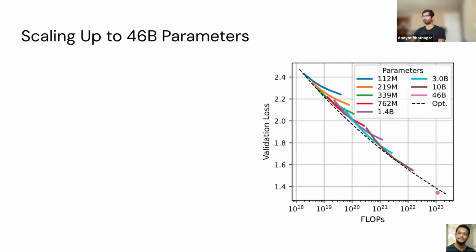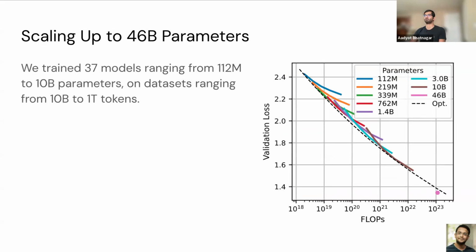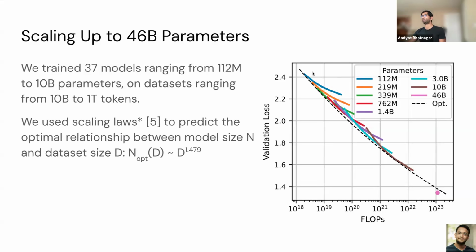And so basically with all of these hyperparameters settled, we started scaling up. To do that, we trained 37 different models ranging in size from 112 million to 10 billion parameters on datasets that range from 10 billion to 1 trillion tokens. For all of these different model sizes and dataset sizes, we plot their final validation loss. And we fit a scaling law that predicts the final val loss as a function of the model size and the dataset size. We find this relationship that the optimal number of parameters scales as something like the dataset size to the 1.479.